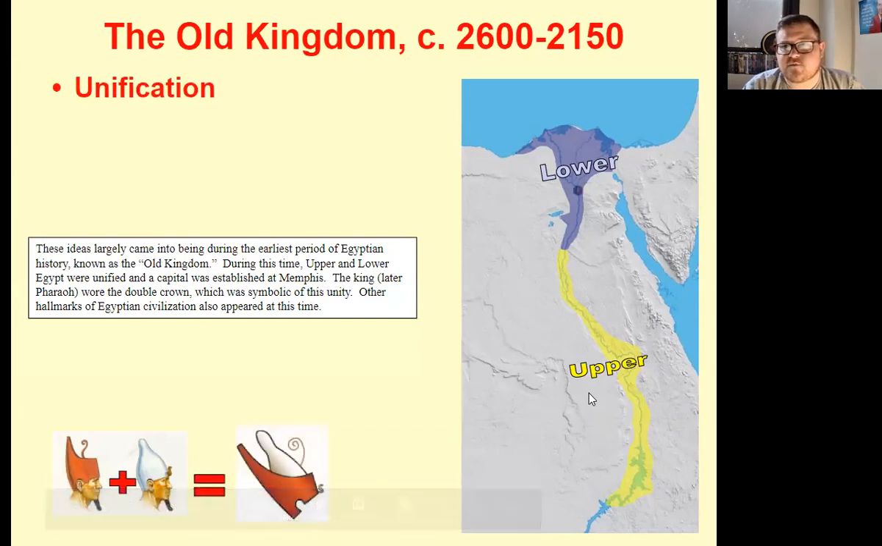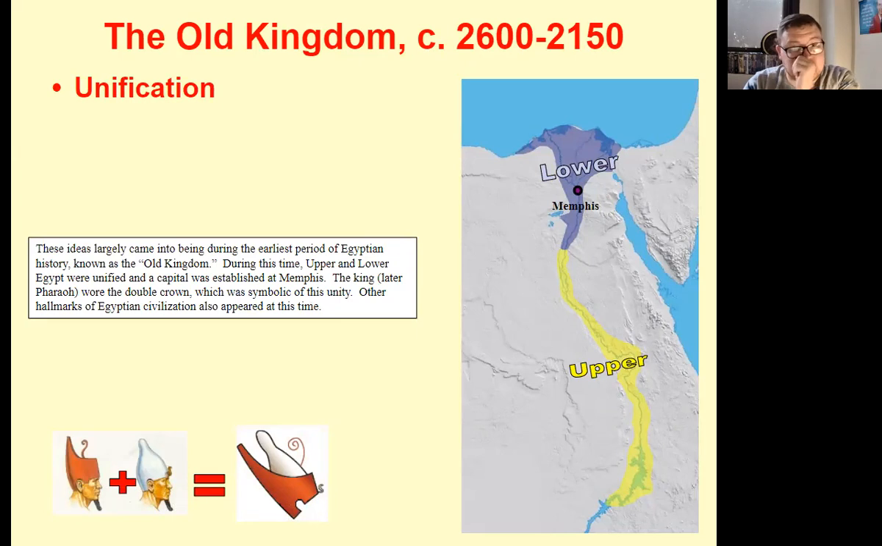The Old Kingdom lasted from 2600 to 2150 BC, and these ideas largely came into being during the earliest period of Egyptian history. This is unification, the bringing of the two countries together. During this time, Upper and Lower Egypt were unified, and a capital was established at Memphis. The king, later pharaoh, wore a double crown, which is symbolic of this unity.